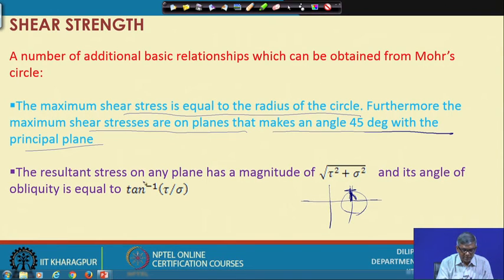The resultant stress on any plane has a magnitude of this, and its angle of obliquity is equal to tan inverse of this. Suppose I take a line through this point, this is the resultant, this is the value of shear and this is the value of normal. So the resultant will be the square root of tau squared plus sigma squared, and this angle will be tan inverse of tau by sigma.